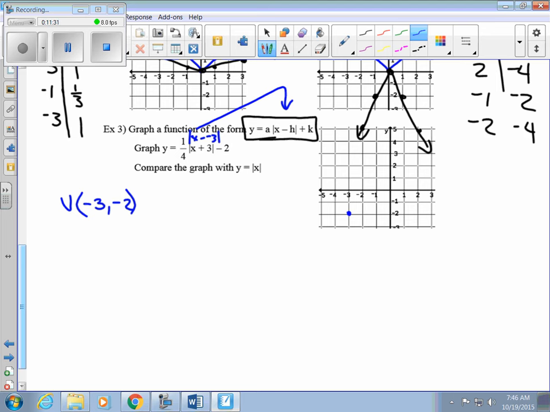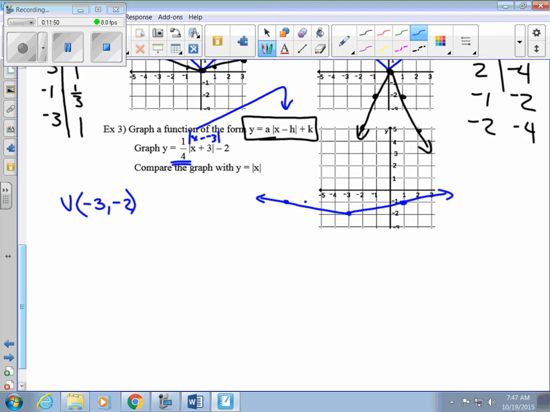And then this number here is going to be the slope of the right side. So if I know that, I'm going to go up 1 over 1, 2, 3, 4. Up 1 over 1, 2, 3, 4 the other way. And there's your graph.